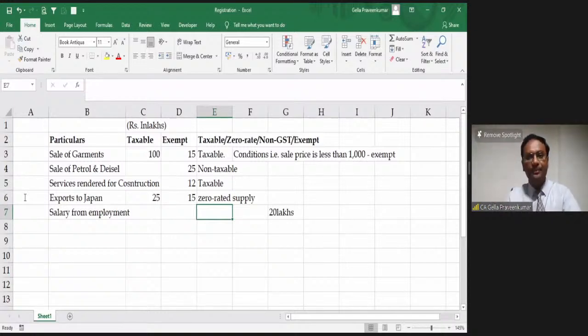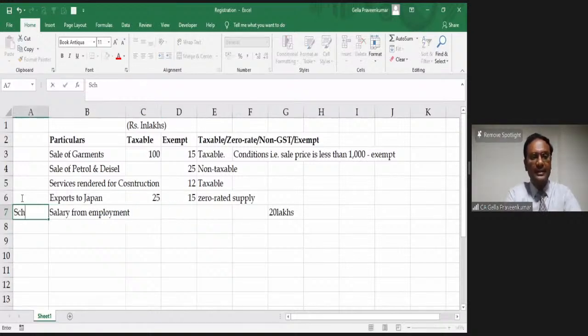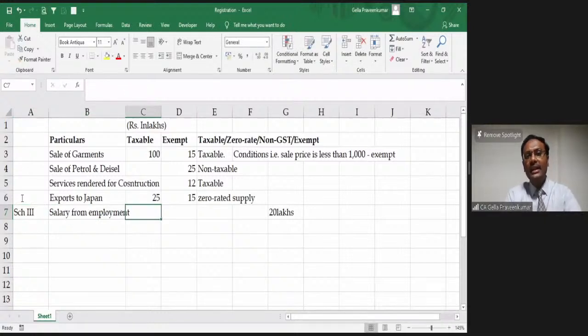Schedule 3 says all the below transactions are not to be considered as supply of goods, not supply of services. So this term, salary from employment, is covered under Schedule 3. Sir, can I call that taxable? No, it is not taxable. Sir, can I call it zero rated? I'll say no, not zero rated. Sir, can I call it non-GST? No, non-GST, sir, is because it is not coming under levy.